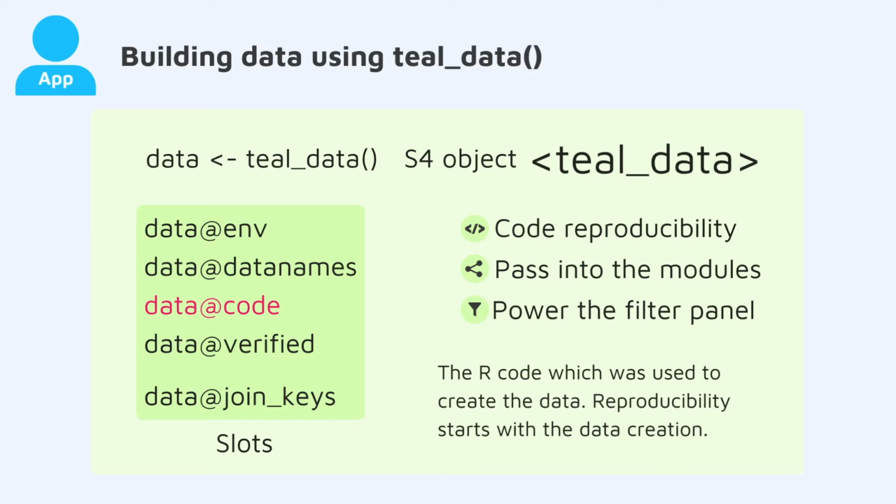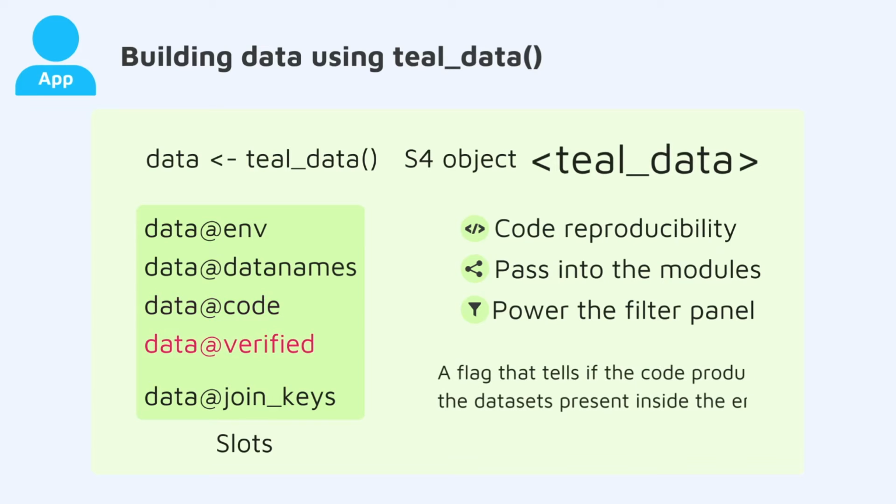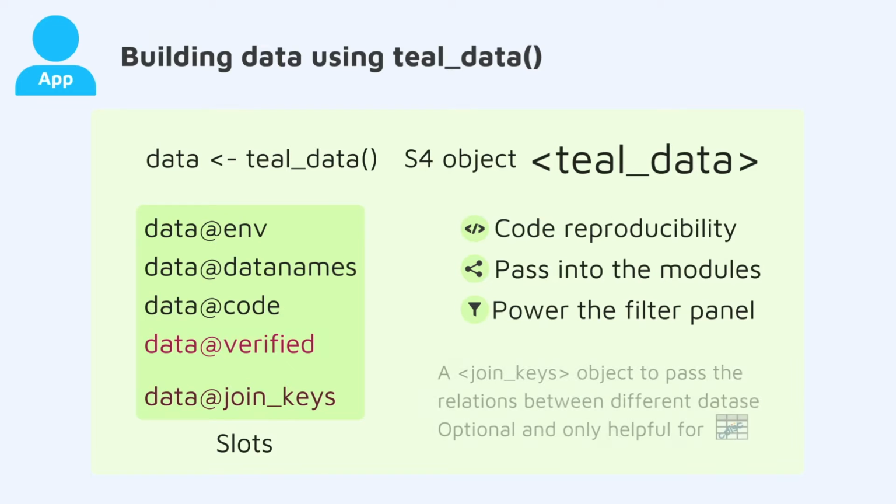Reproducibility starts with data creation. The verified slot is a logical value that indicates whether the code produces the same datasets present inside the env. Join keys is an object of class join keys, which is used to establish relations between different datasets. This is optional and only helpful when working with CDISC or SDTM datasets. Let's put a pin on this till we get to the CDISC data creation.